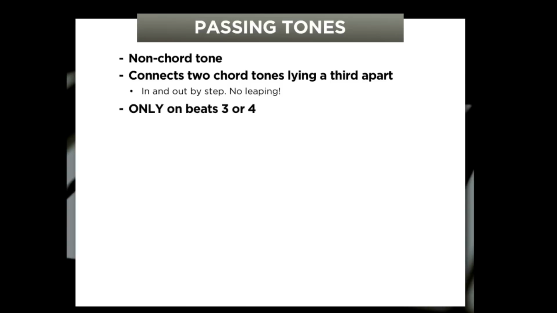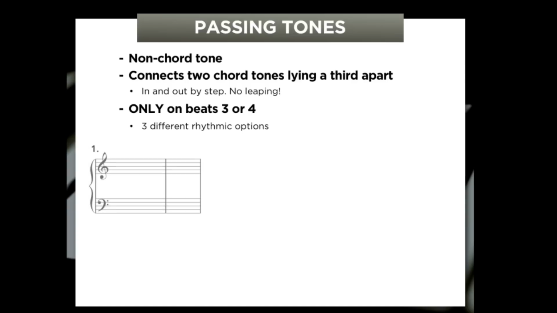The whole nature of passing tones is that there's a single stepwise motion in one direction, in and out by step. In real music, they can occur on any beat. In species counterpoint, they're only going to occur on beats 3 or 4 in second species. And there are 3 different rhythmic options. And we're going to go over these now.